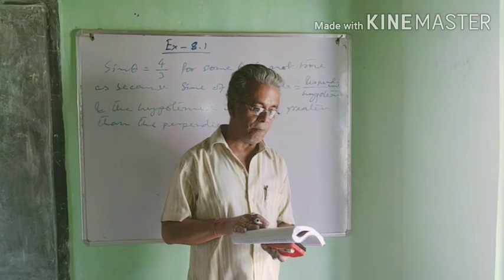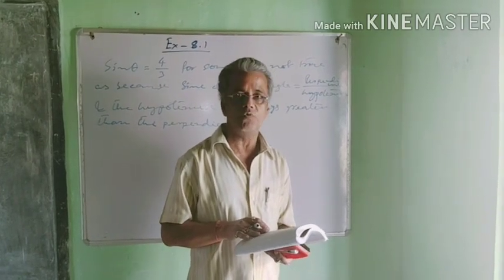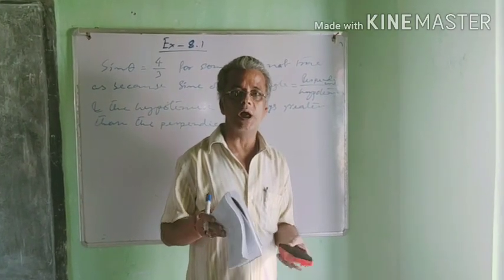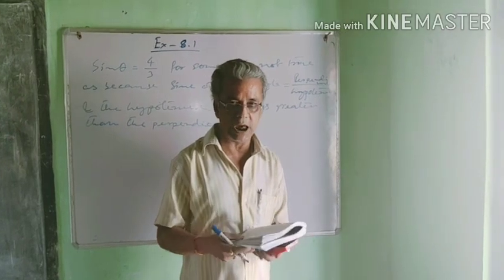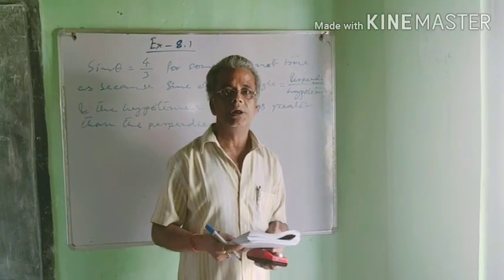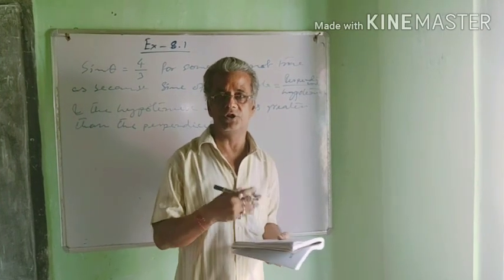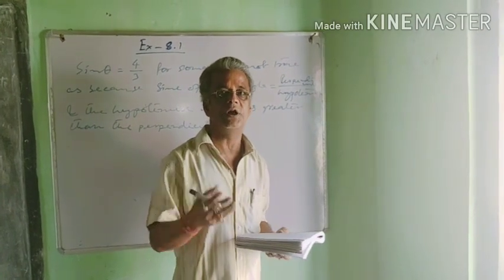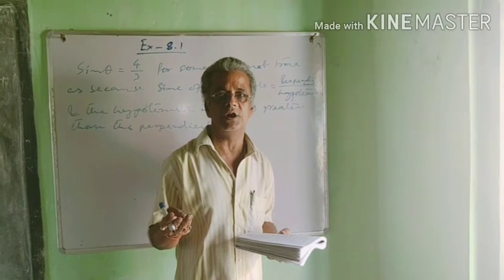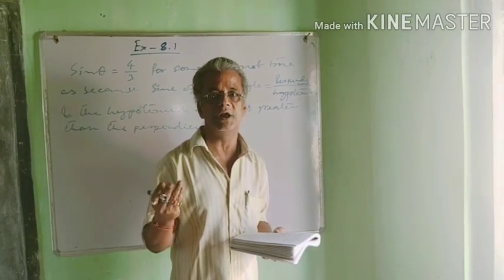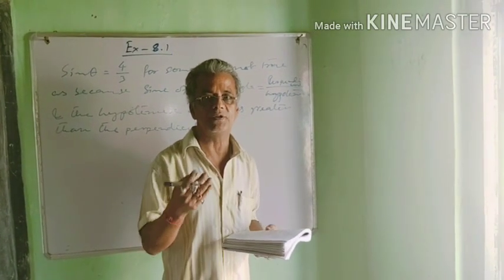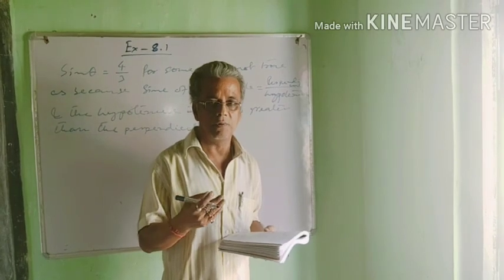Thus we have completed exercise 8.1. Now we are coming to standard angles. I am going to give you the table for the standard angles of the trigonometric ratios. The standard angles are 0 degree, 30 degree, 45 degree, 60 degree and 90 degree. How to prepare the table I am going to give you now.